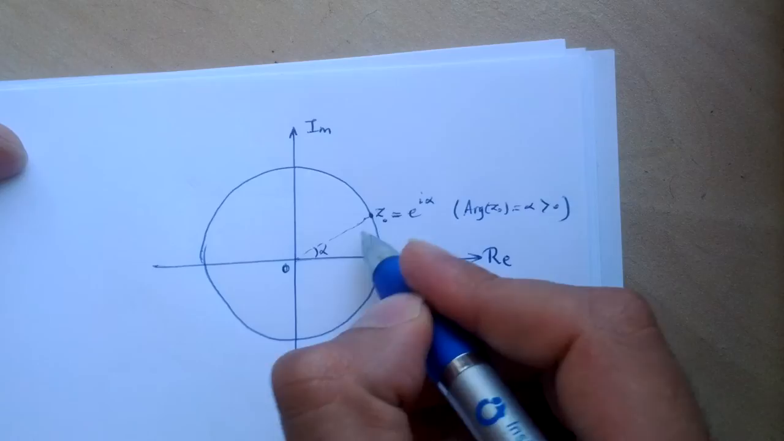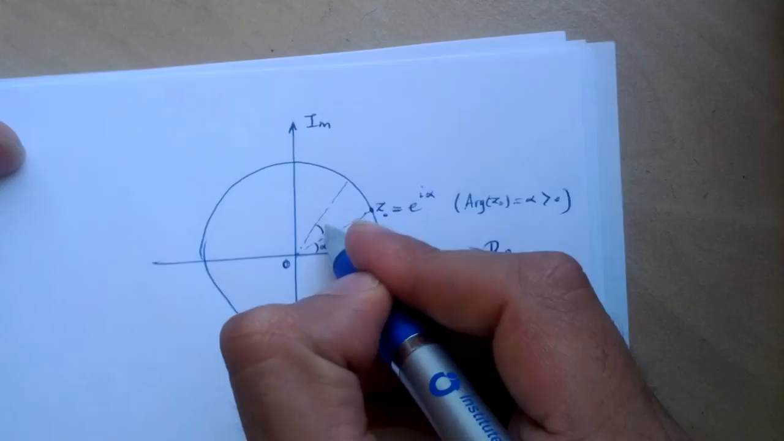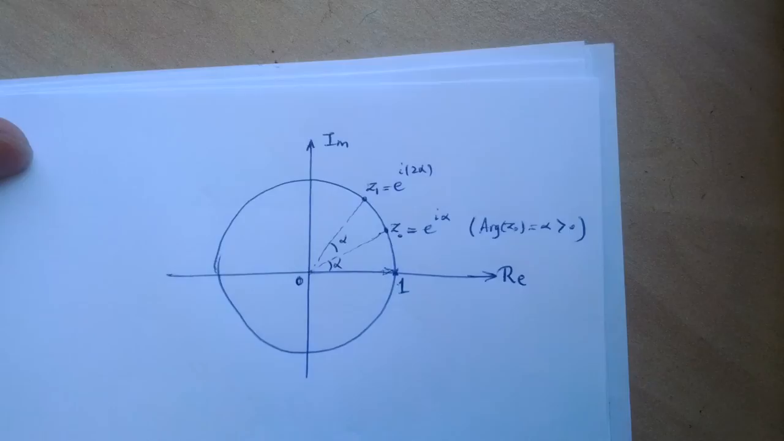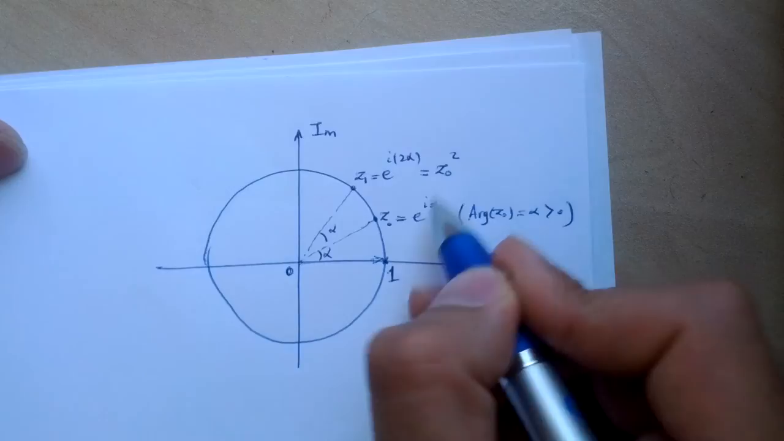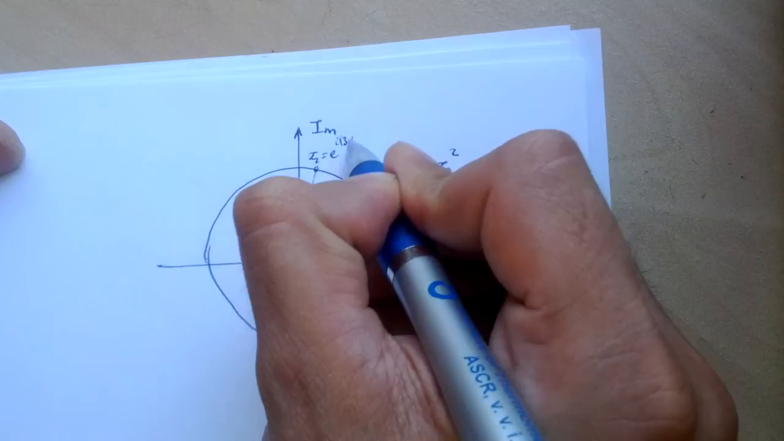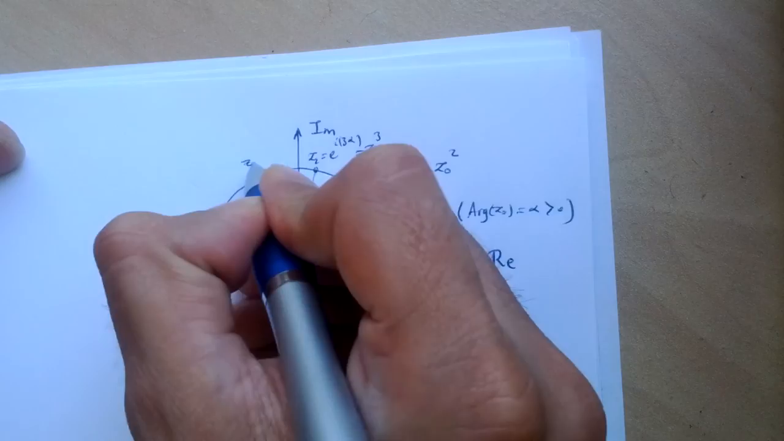If I continue to rotate another time with the angle alpha, I will arrive at the point Z1, which will be e to i times 2 alpha, because the corresponding angle is 2 alpha. And certainly this point is Z0 squared, because if I raise this complex number to 2, I will have exactly Z1. If I continue doing exactly the same procedure, I will arrive at Z2, which is e to i times 3 alpha. It's clear, and it's Z0 cubed, and so on and so forth, for example, for Z3, etc.